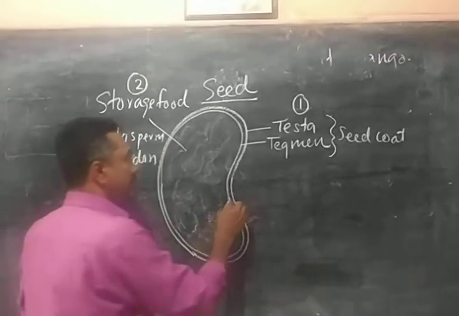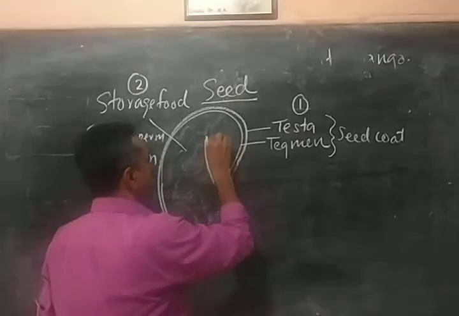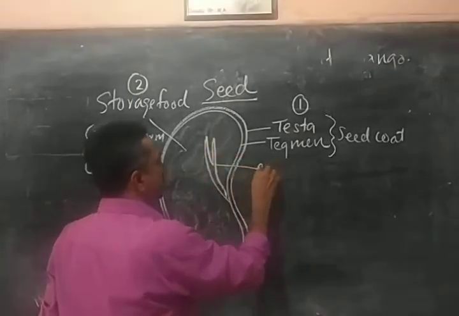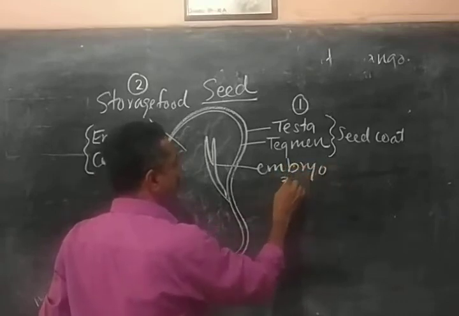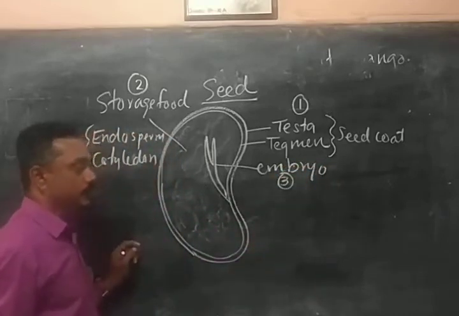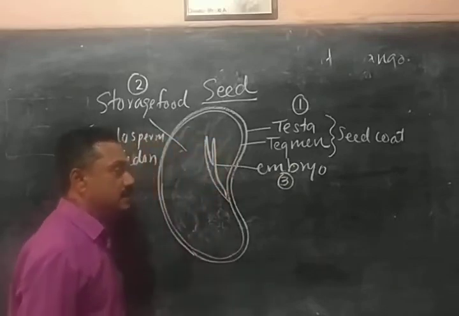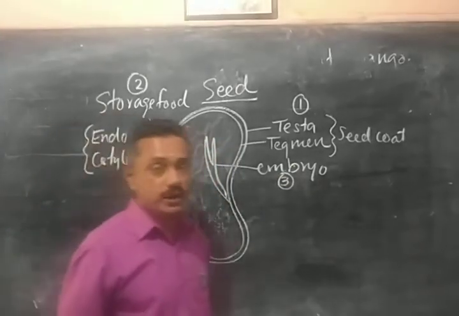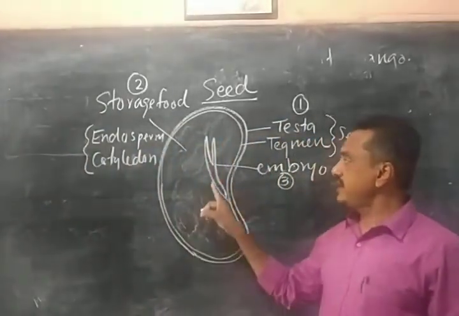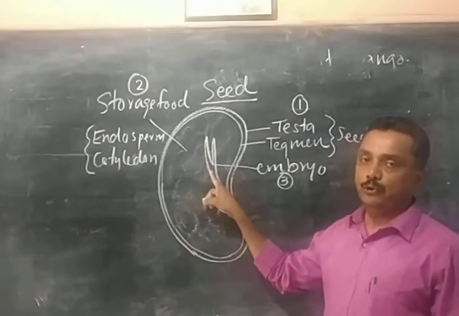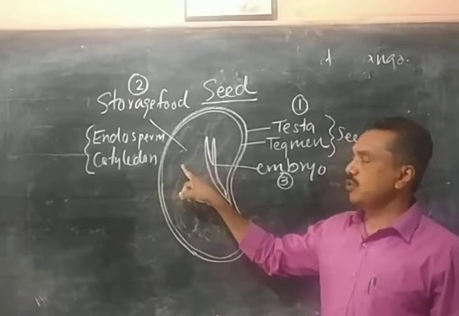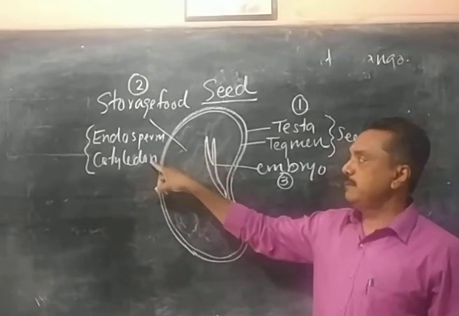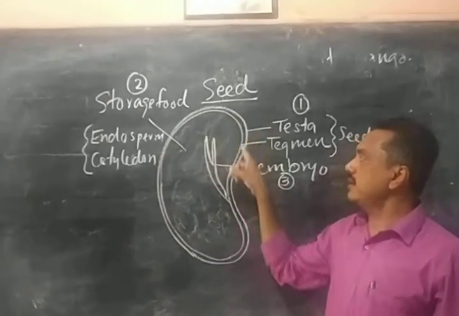The third part, there is a structure like that, an important part called embryo. So, a typical seed consists of three portions. An important part called embryo, which develops into another plant. Storage food for the embryo, maybe endosperm or cotyledon, and there is a covering called seed coat.